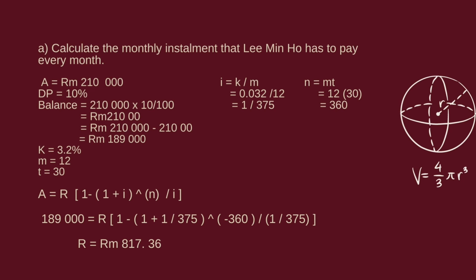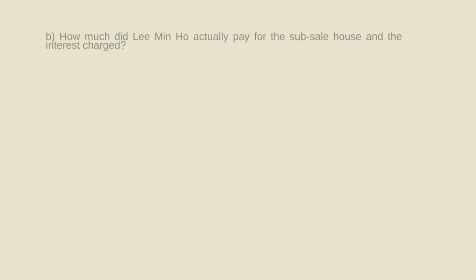Substitute all the information into the formula given. To get the value of I, we need to divide the K value by the M value. Then, for the value N, we need to multiply the M value by the T value. Then, we will get the final answer, which is 817 ringgit 36 cents.